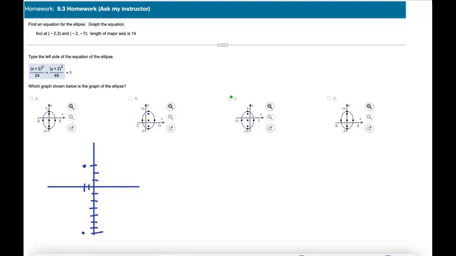Okay, and as I go from +3 to -7, this entire length between the foci is 10. So half of that is 5, and that tells me where the center of this ellipse is going to be. So this is the center. So our center is sitting here. I'm just going to identify it over here at (-2, -2).